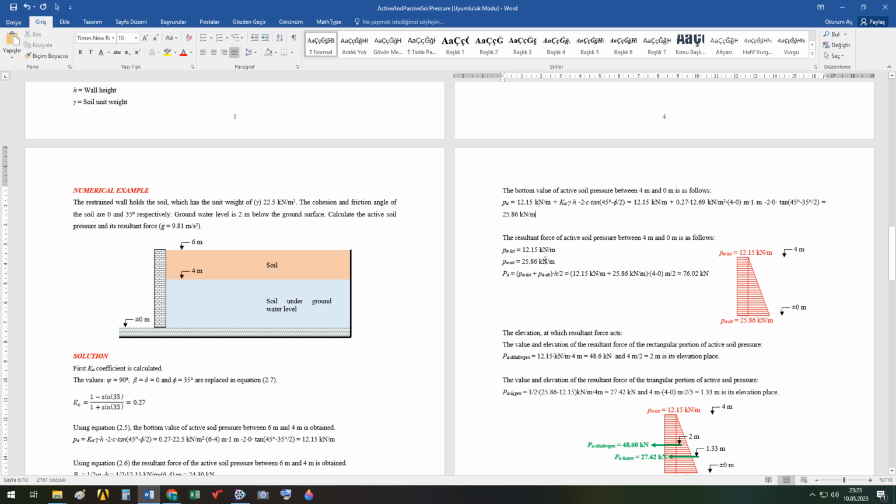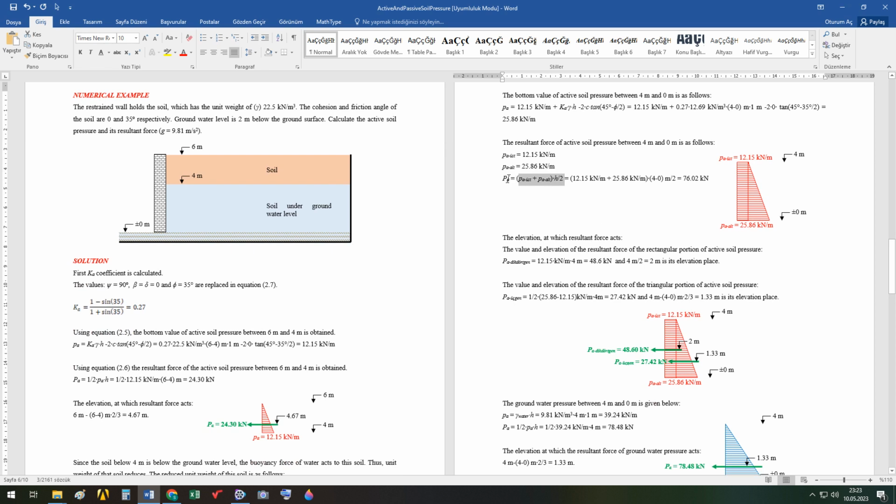And the resultant is then calculated. The resultant is, as you see here, the area of the rectangle, 4 times 12.15. And this area gives the resultant force of the triangular area. Or instead, the average of these two values, since its variation is linear, calculated by means of this formula. Here h is 4. Okay. So the resultant force is obtained. That's so much.